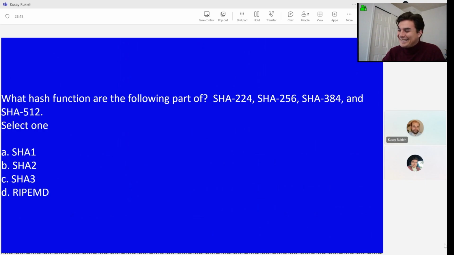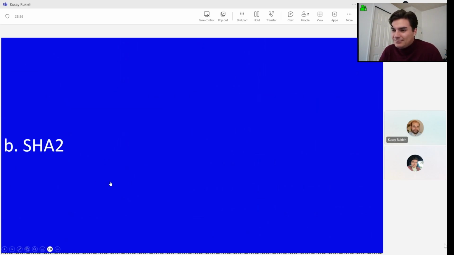Is it SHA-2? Right. SHA-2 is the most common one nowadays, right? I'm just guessing here. Okay, B. Yep, B, and that's correct. SHA-2.